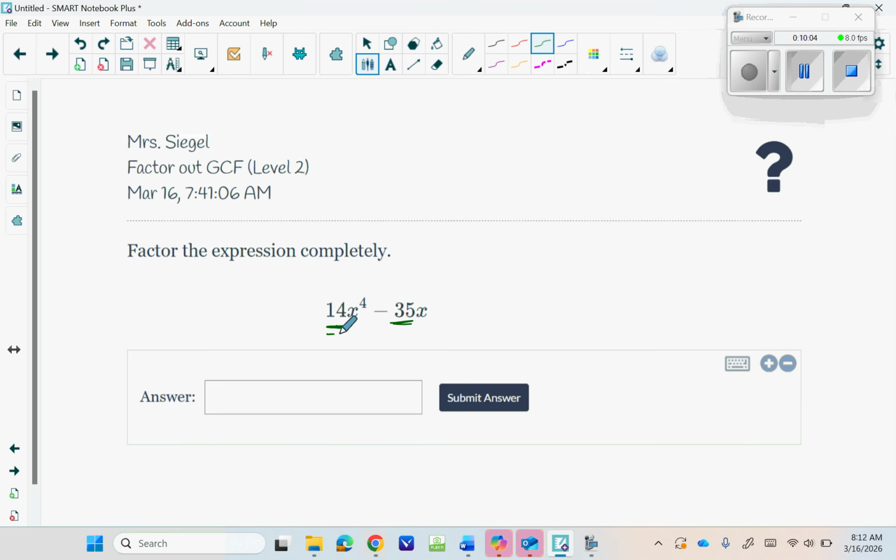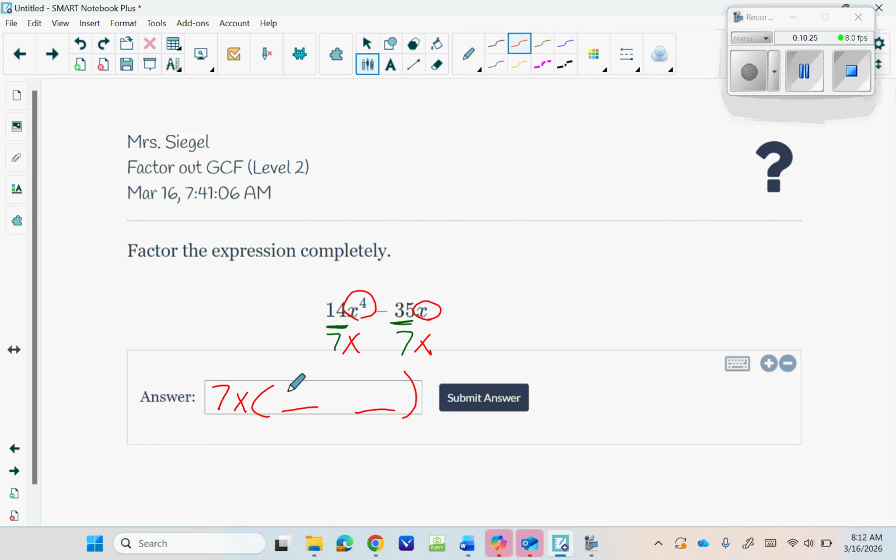Okay, so I know that I'm going to take out a 7, and notice there's not a negative here, so it won't be negative. And then I have an x to the 4th and an x. So remember, we're going to take out the smaller, so it's going to be just the x. So I'm going to have a 7x on the outside, and I have 2 terms up here, so I'm going to have 2 terms down there.